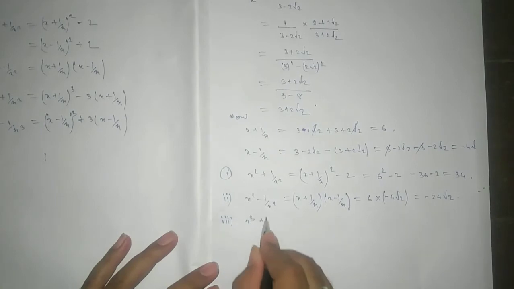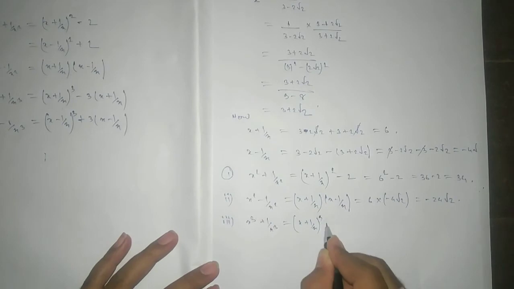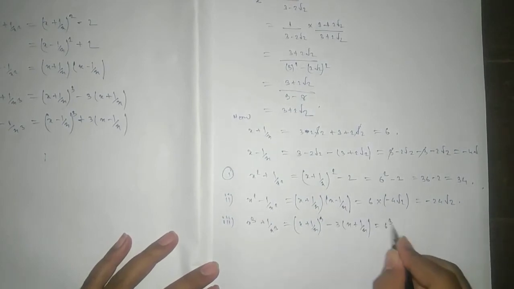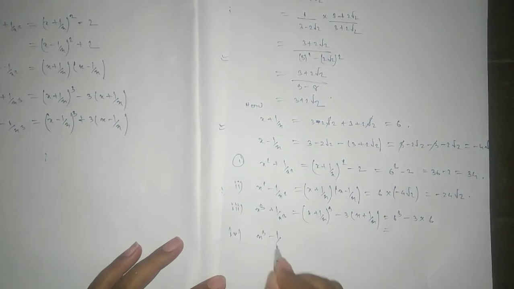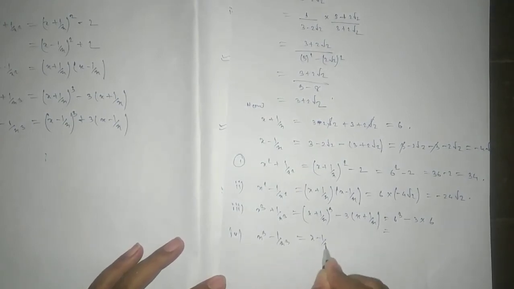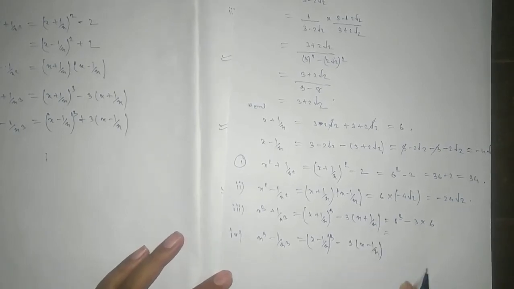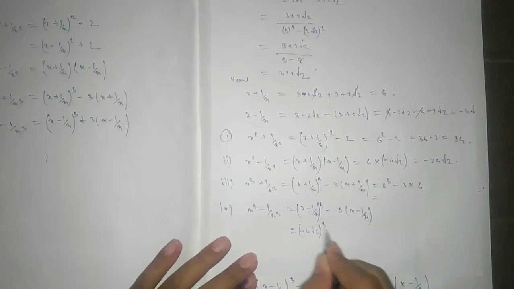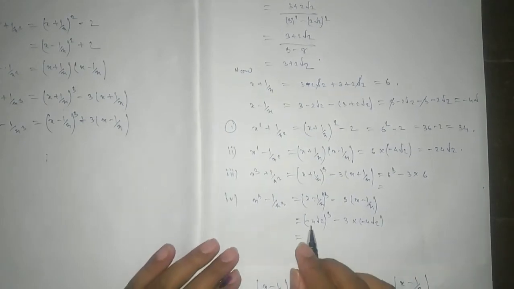Next is x cube plus 1 by x cube. That means x plus 1 by x whole cube minus 3 into x plus 1 by x. So we'll substitute here, that is 6 cube minus 3 into 6. Whatever value we get, find it here. And the last one, that is x cube minus 1 by x cube, that is x minus 1 by x whole cube minus 3 into x minus 1 by x. So let's see here, that is minus 4 root 2 whole cube and 3 into minus 4 root 2.